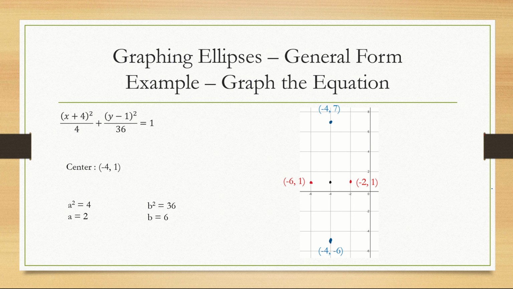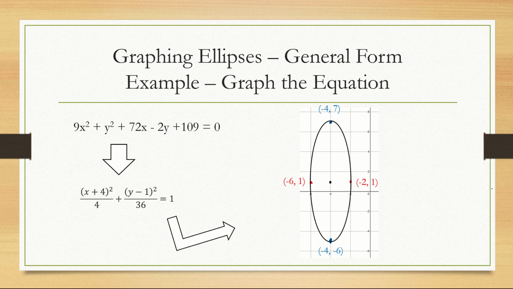And then once we have the vertices and co-vertices, we can just graph our ellipse, and then we have our graph, okay? So what we've done is we went from general form right here to standard form using algebra, and then using what we know about graphing ellipses in standard form to just graph the ellipse, and that's how you graph ellipses in general form.